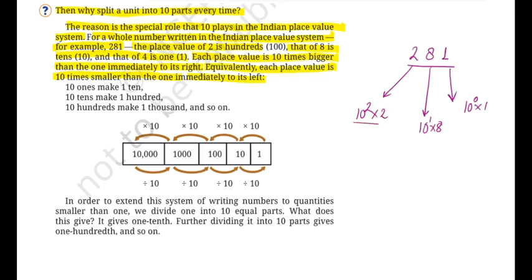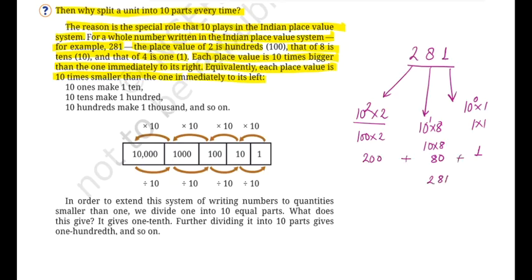Right? जब आप इसको सॉल्व करोगे तो क्या होगा? 100 into 2 हो जाएगा. यहाँ पे ये 10 into 8 हो जाएगा. और यहाँ पे ये 1 into 1 होगा. So the place values of this number are going to come as 1, 80 and 200. And then you add them all together. So it becomes 281.